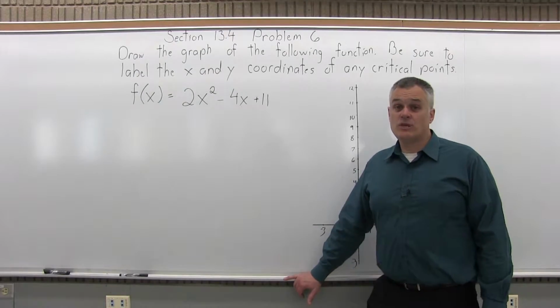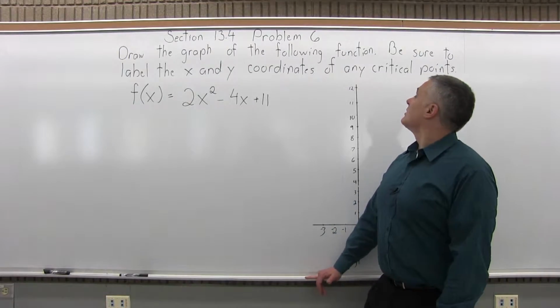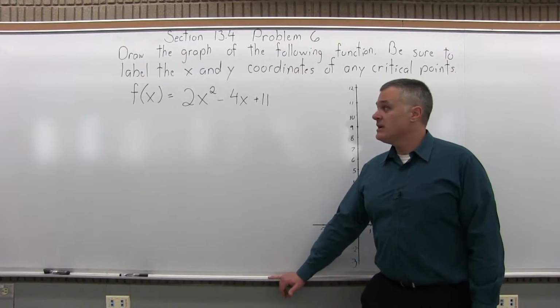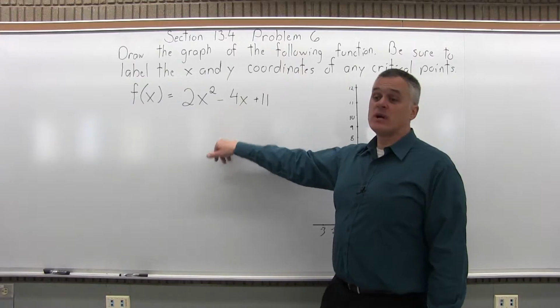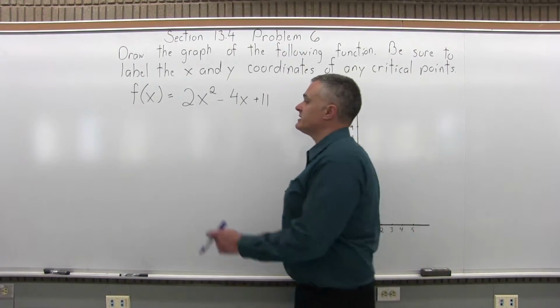This is Section 13.4, Problem number 6. It says, draw the graph of the following function. Be sure to label the x and y coordinates of any critical points. And the function we have to graph is f of x equals 2x squared minus 4x plus 11. So again, to get the graph, we have a 7-step process.